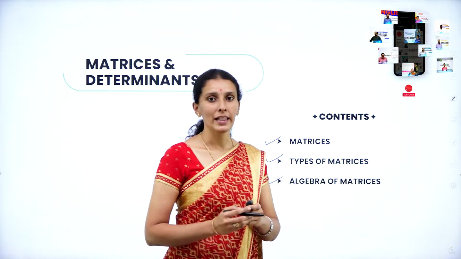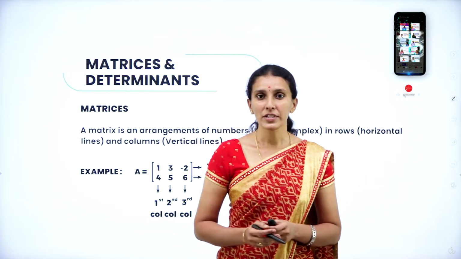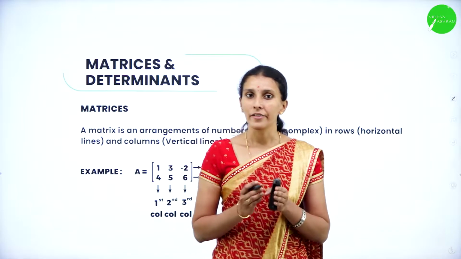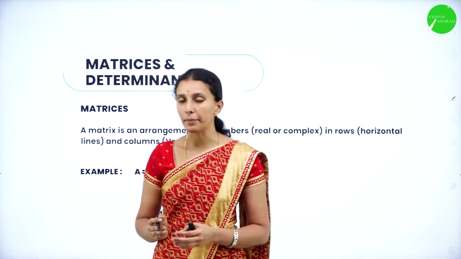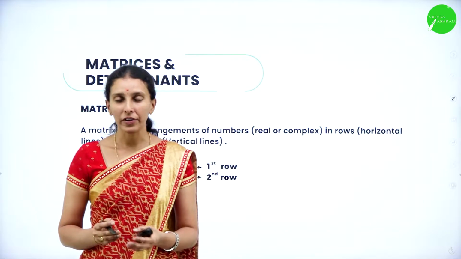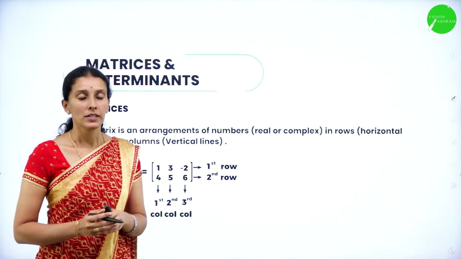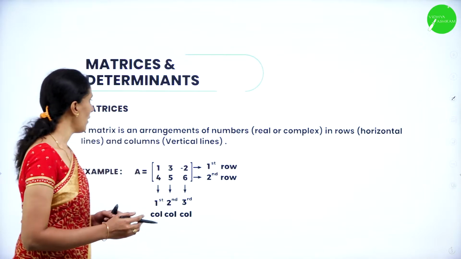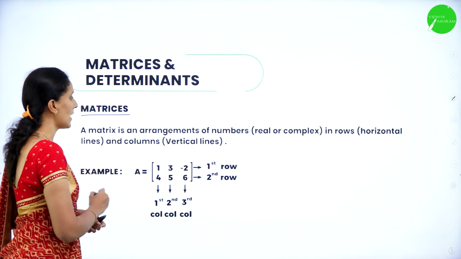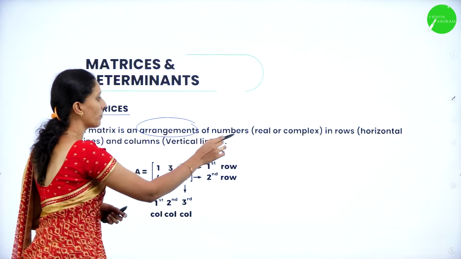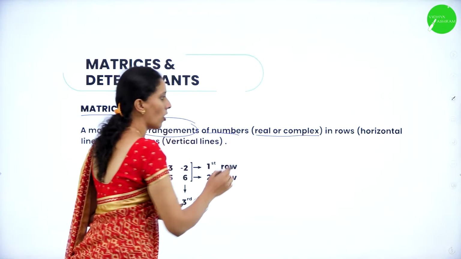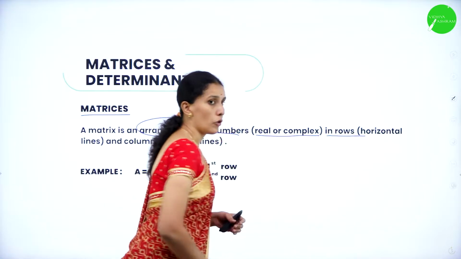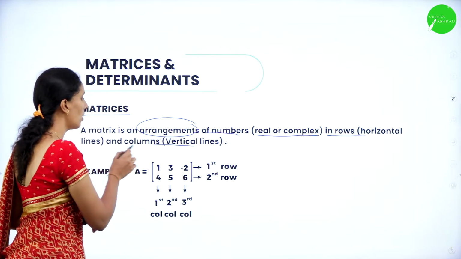What do you mean by matrices? Matrices is the plural form of matrix. It is a rectangular arrangement of numbers, elements. They may be real or complex numbers, arranged in the form of rows and columns. So matrices is nothing but an arrangement of numbers, which may be real or complex. They are expressed in terms of horizontal rows and vertical columns.